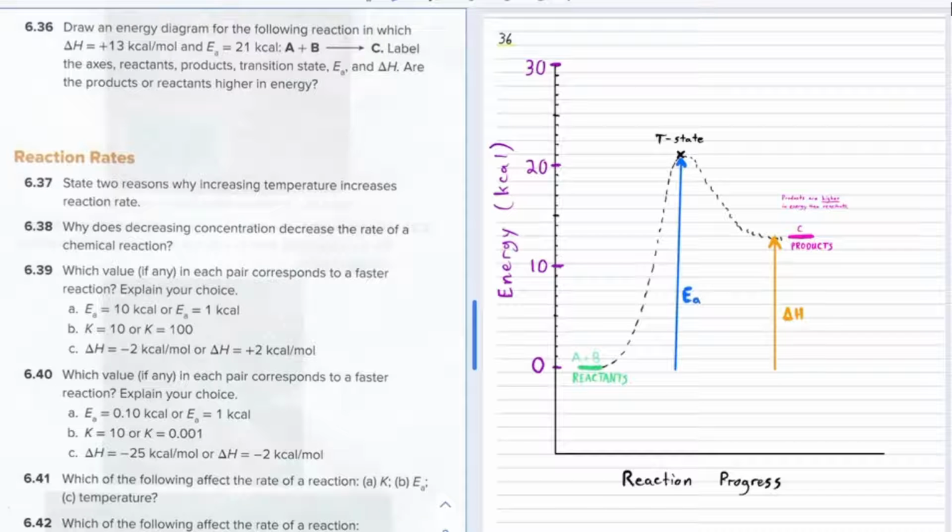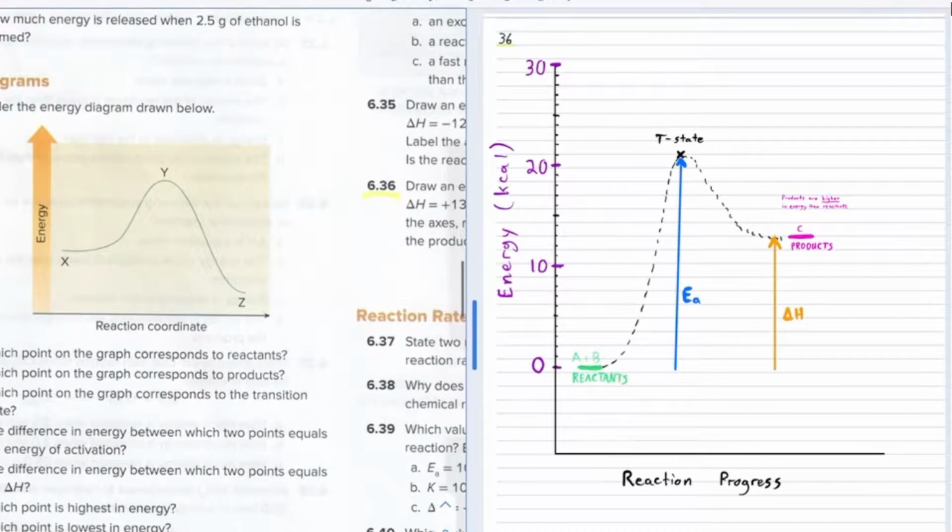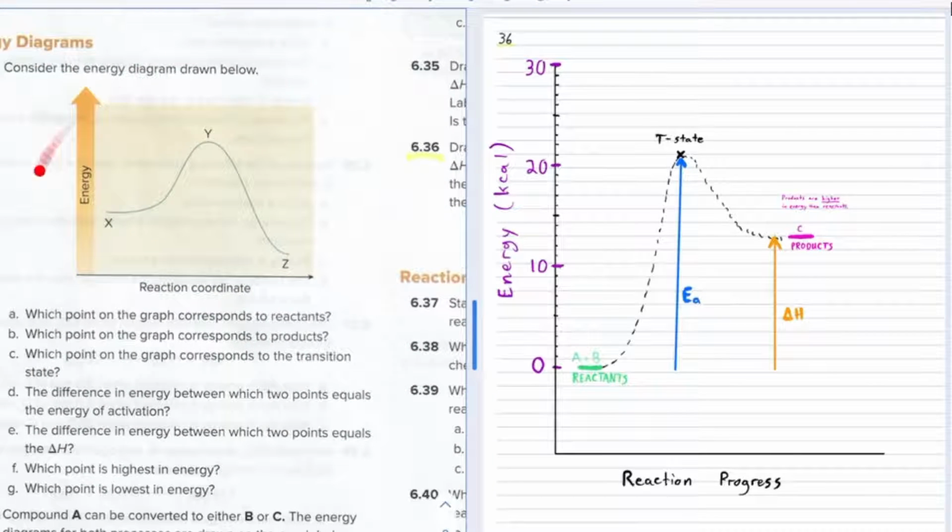Number 36 says draw an energy diagram for the following reaction in which the delta H is plus 13 kilocalories per mole, the EA is 21 kilocalories, and the reaction is A plus B goes to C. Label the axes, the reactants, the products, the transition state, the EA, the delta H. Are the products or reactants higher in energy?